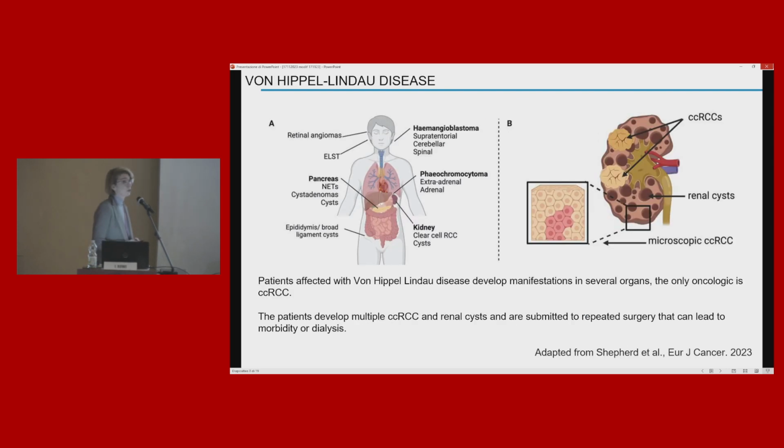So we have the opportunity at San Raffaele to have the VHL program. The patients affected by von Hippel-Lindau disease have the germline mutation in the VHL gene, leading to the loss of function. And these patients have multiple ccRCC and renal cysts, leading to repeated surgery that can lead to morbidity or dialysis. But these patients have also manifestations in other organs.